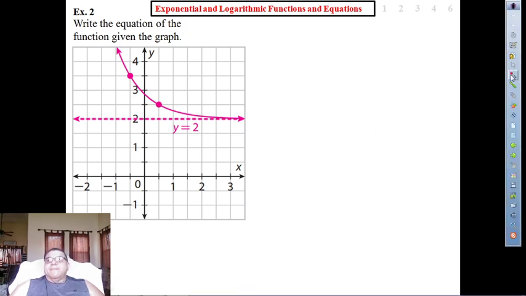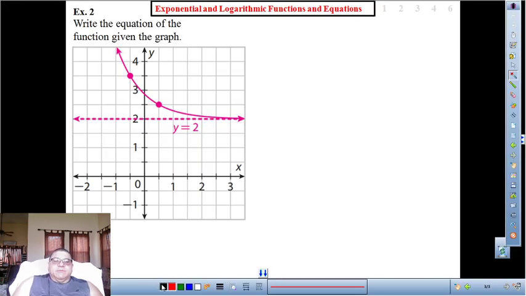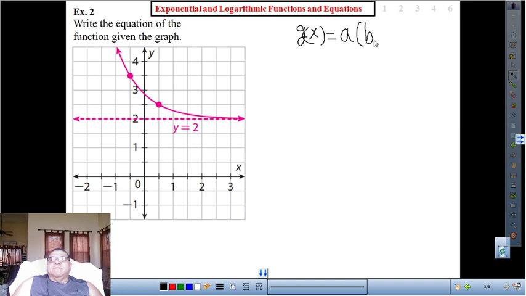All right, y'all ready? Here we go. So this is an exponential function. To write the equation of this function, we need to start with what? g of x equals a times b, and we have the exponent of x minus h, and then at the end the constant of plus k. So what does that mean? We need to find b, and we need to find h and k.